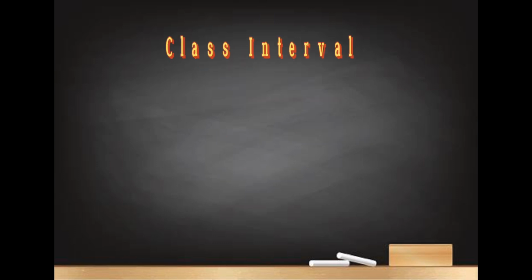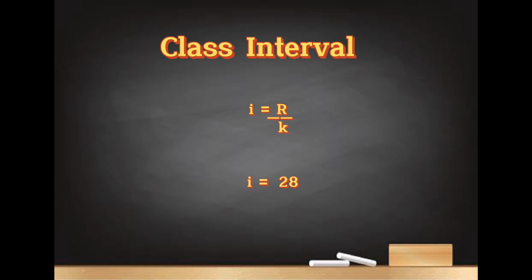And lastly, we get the class interval to proceed to the frequency distribution table. Class interval is obtained by dividing the range by the class size. In our data, I is equal to R over K. I is equal to 28 over 6. I is equal to 5, where 5 is the class interval. We can now proceed to the frequency distribution table.